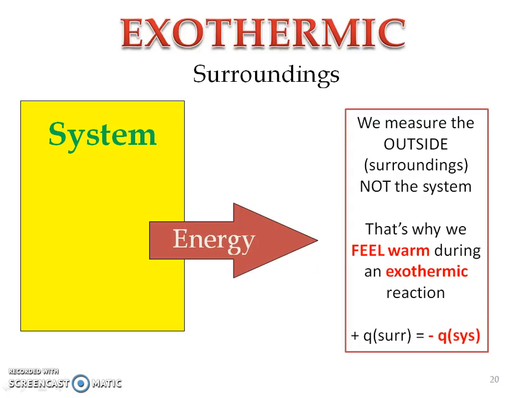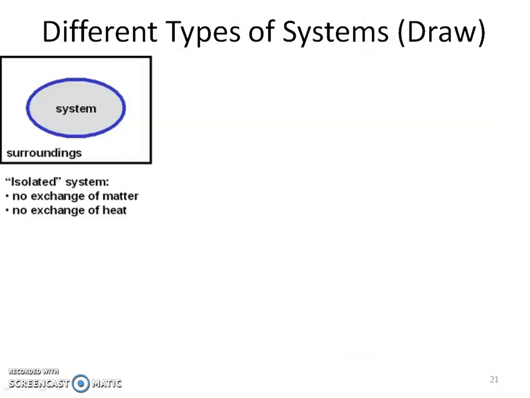For an exothermic reaction, again, read over that. Hopefully this makes sense to you that that system is going to release that heat energy into the surroundings, causing it to be a negative Q or a negative delta H. So there are different types of systems, and what I would do is play the video as well as the next few slides where I give you examples, and then maybe go back and draw what you want.